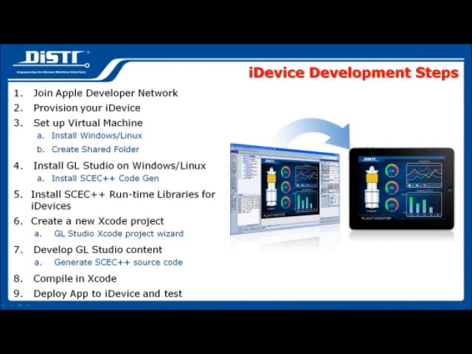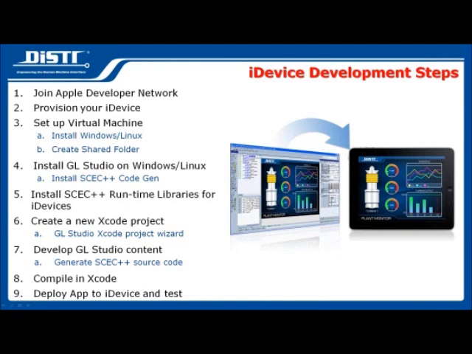First, steps 1 and 2, joining the Apple Developer Network and provisioning the iDevices. This is all done on Apple's side. You're going to register as an App Store developer, and then go ahead and get your logins, provision your devices. Once you've done that, you also get the ability to download Xcode and the iPhone SDK, which are the two things you're going to need to actually be able to compile applications for the iPhone and iPad.